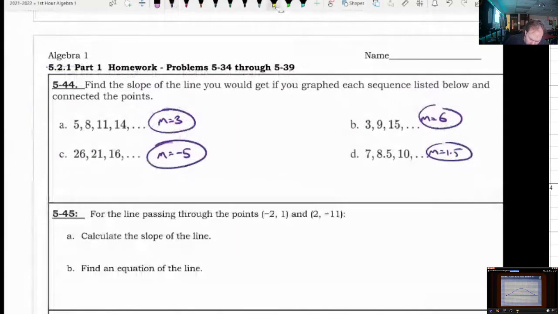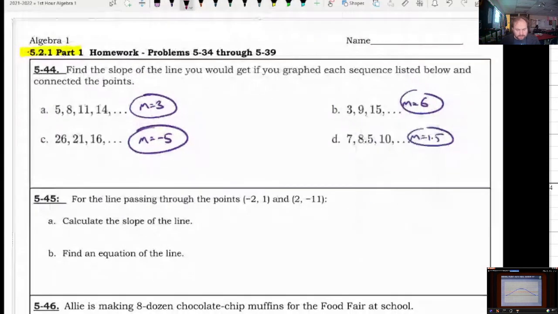Whoops, I need a highlighter there. Yep, pretty quick here. I already had the answers for 544 written down, but I want to walk you through what's going on here. It's an interesting question.